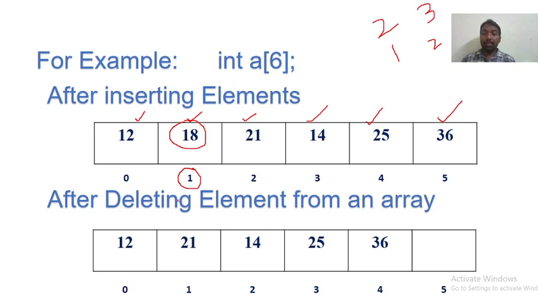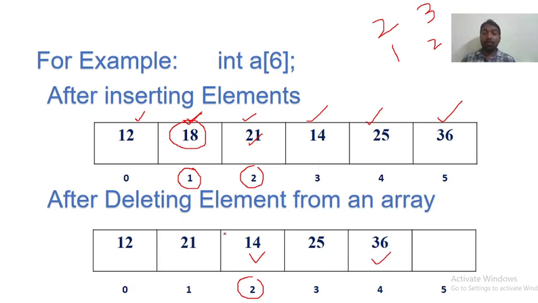Now see, after removing the second element from this array, all the index values have changed. Previously at the second index the value 21 was there, but after removing the element, at the second index the value 14 is there. Where is 21? It is shifted to the first index. Similarly, 25 is shifted to the third index, and 36 is shifted to the fourth index.